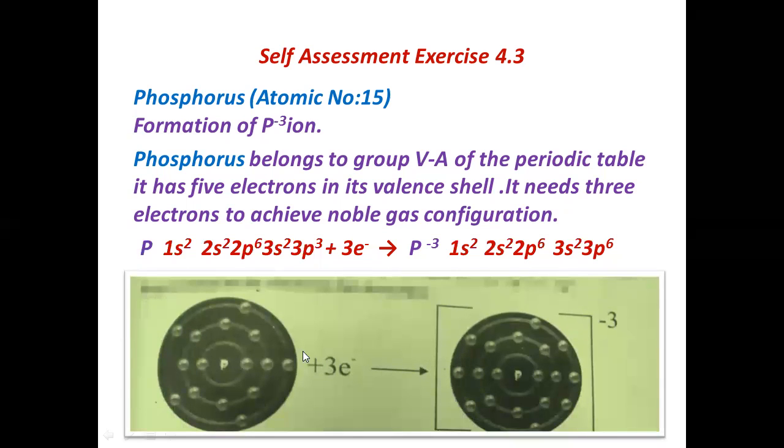You can see in this image phosphorus has 1, 2, 3, 4, 5 electrons in the outermost shell and 2 electrons in the first shell, 8 electrons in the second and 5 electrons in the third shell. It will gain 3 electrons and then will form the phosphorus anion, a trivalent anion, same like the nitrogen.